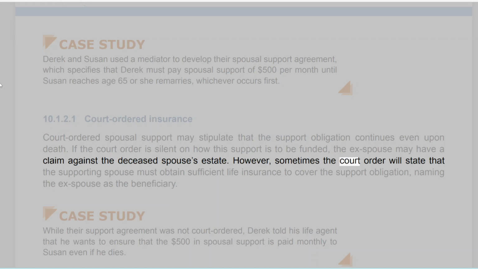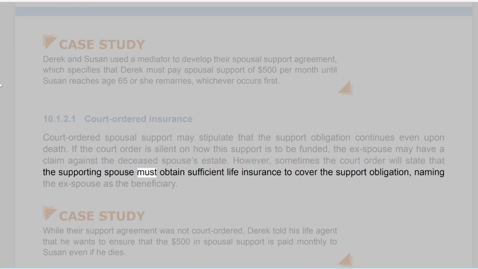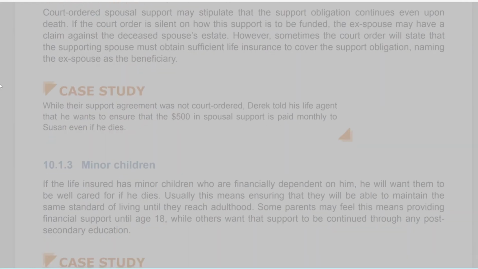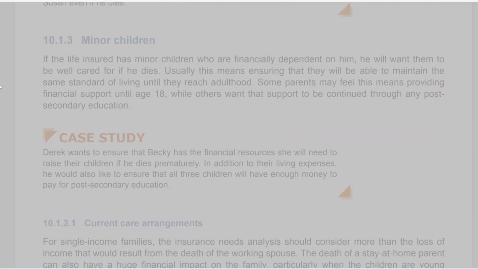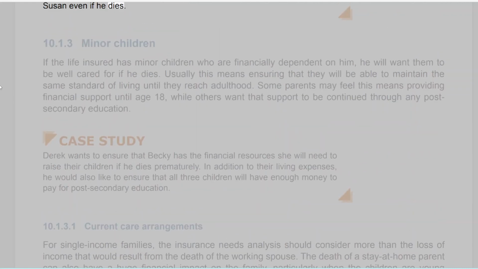However, sometimes the court order will state that the supporting spouse must obtain sufficient life insurance to cover the support obligation, naming the ex-spouse as the beneficiary. Susan even if he dies.